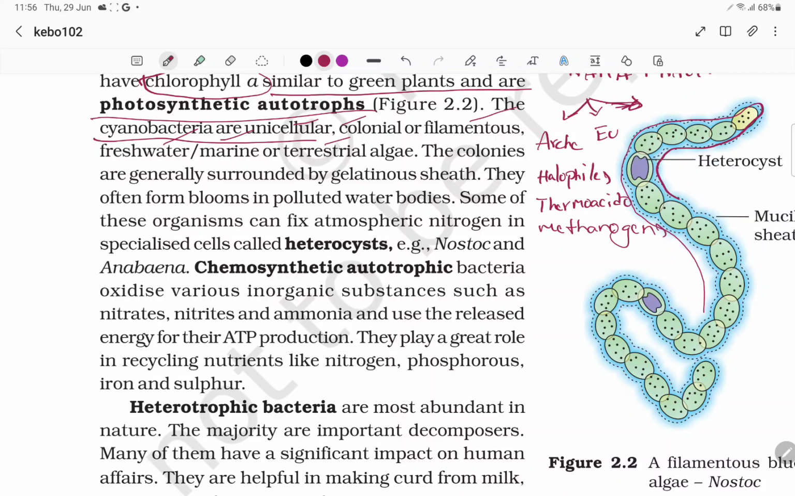They often form blooms in polluted water bodies. If you look at normal lakes and rivers, you see a green mat floating on top of the water. That is none other than the cyanobacteria.